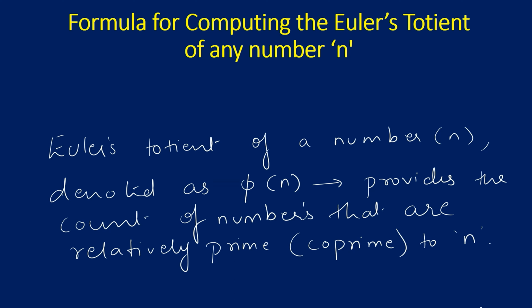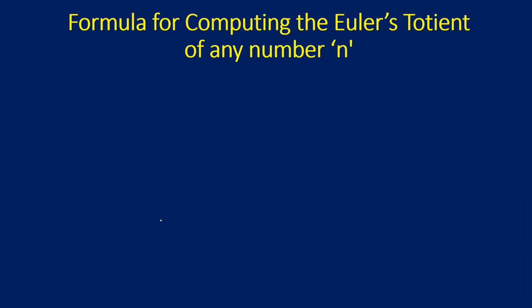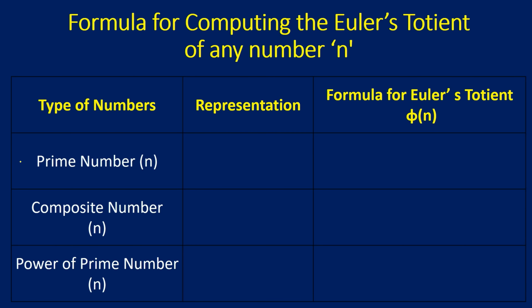And how do you compute the Euler Totient? For this, we look into the formulas for computing Euler Totient of any number n. In order to know the formula to compute the Euler Totient, we'll consider the number n in the following three categories. First, the number n is a prime number. Second, if n is a composite number. And third, if n is a power of a prime number.